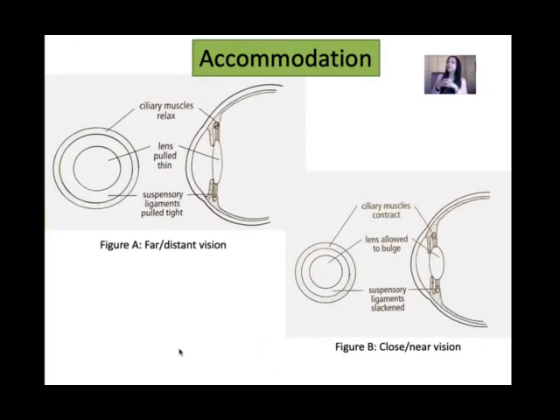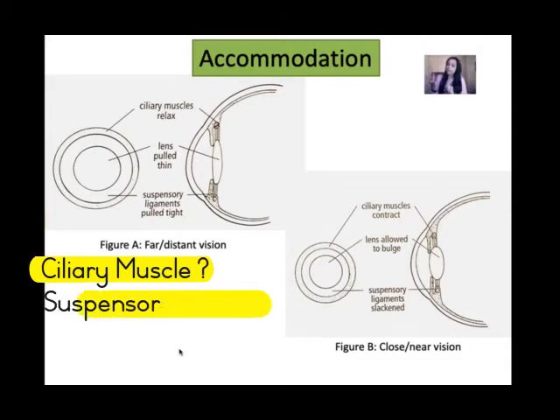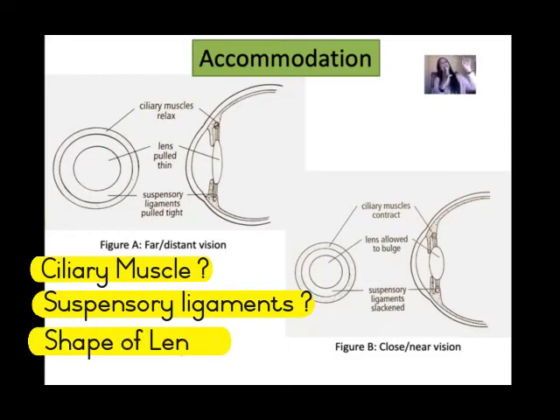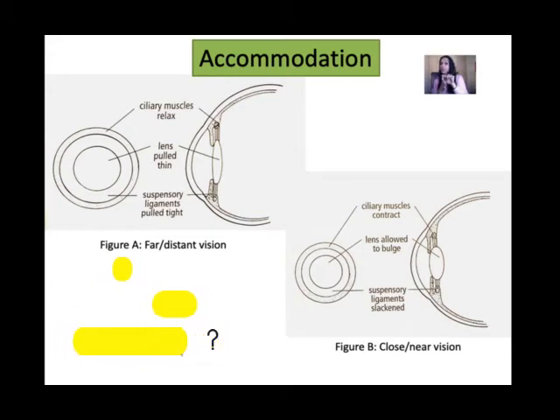Now, let's explain accommodation. What do I ask myself? I ask myself, what happens to the ciliary muscle? What happens to the suspensory ligaments? What happens to the shape of my lens? Is the lens more convex? Meaning, is it more rounded? Does the light refract more or less? Let's begin. So if you look at figure A, we are highlighting what happens in far or distant vision.